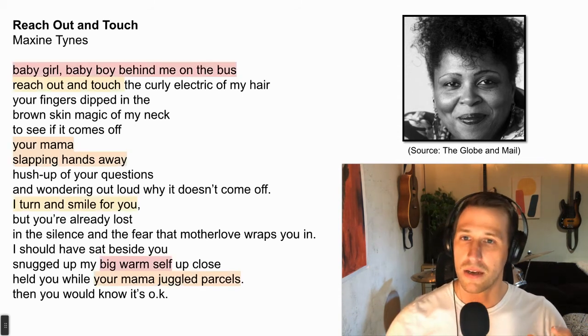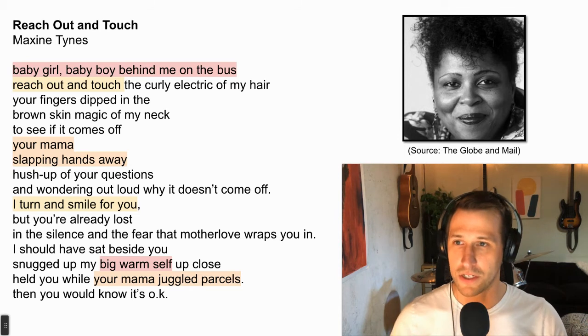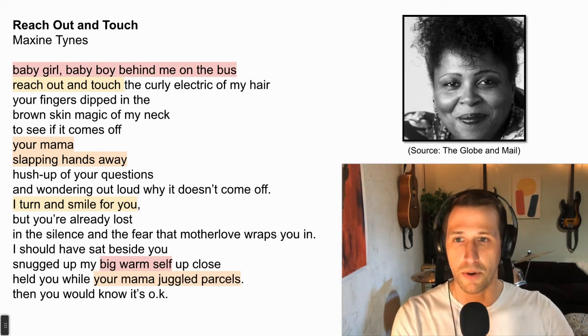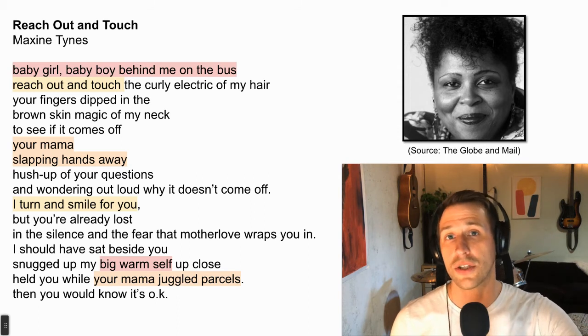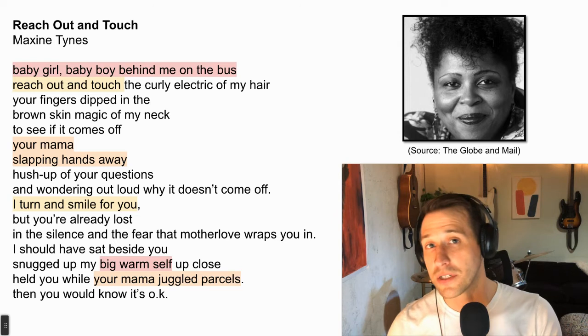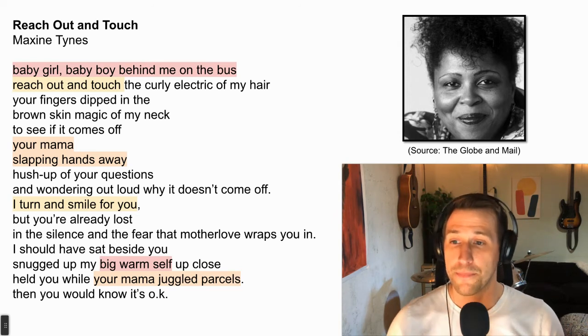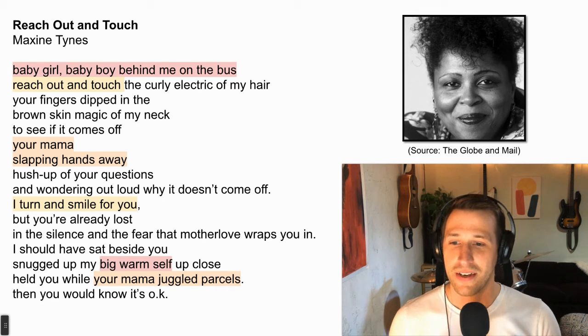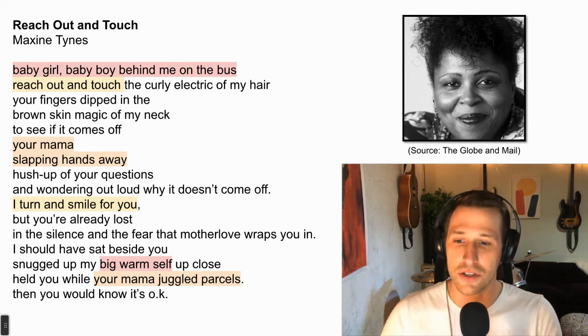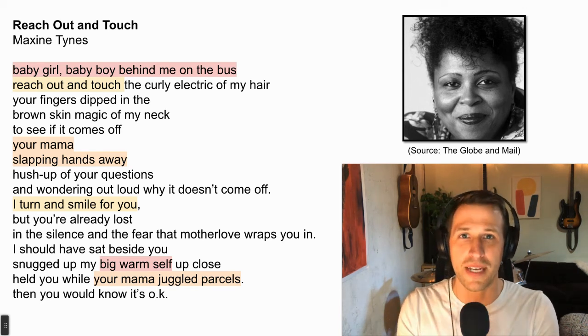To me, I think it's being on a bus. Like the first line, there's a baby girl, there's a baby boy, there's a couple kids on this bus who reach out and touch the speaker. They touch her skin. The mother slaps their hand away. The speaker turns and smiles to these kids and has this feeling of, I should have snuggled up beside you, and your mom's standing up juggling parcels.